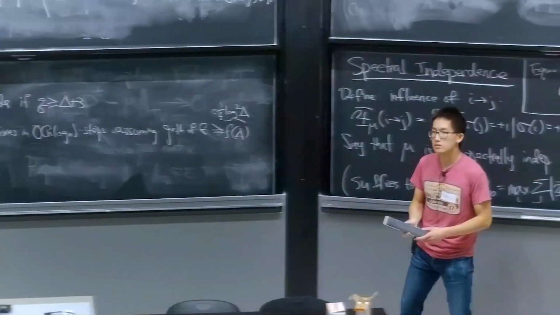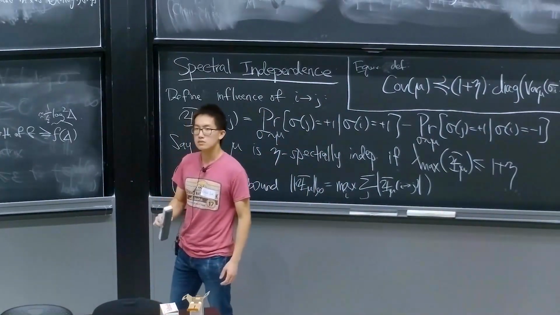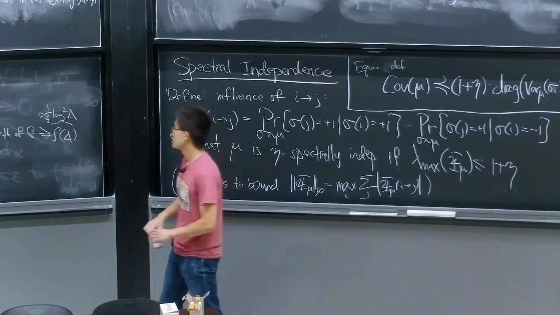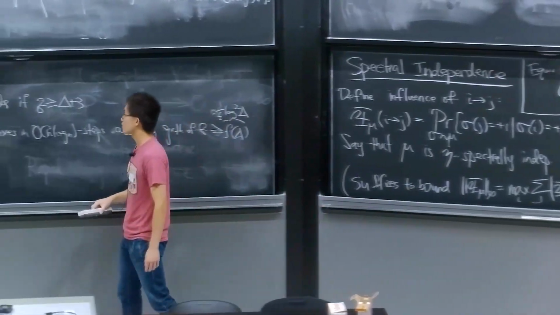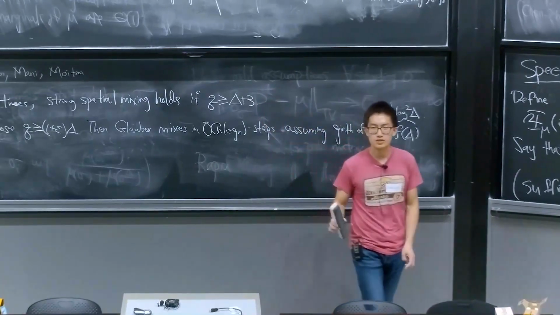Question: Is it possible to extend the strong spatial mixing result to general graphs with large girth? Good question. Not sure. Probably doable, but it's a little bit unclear.